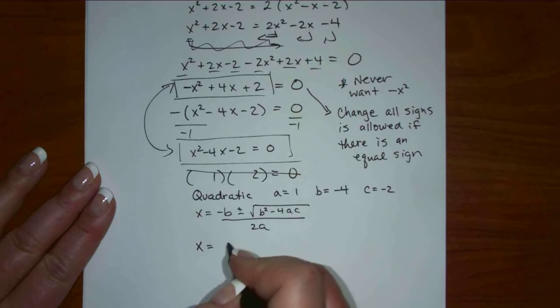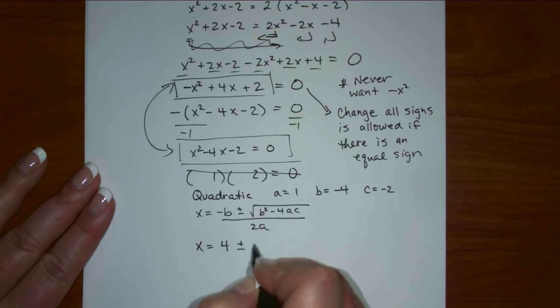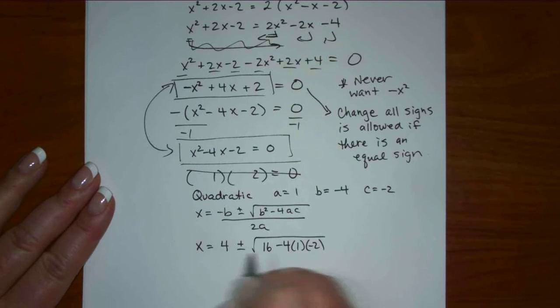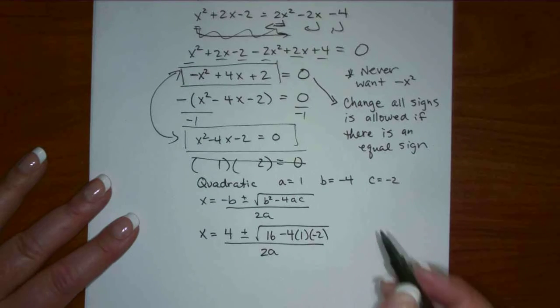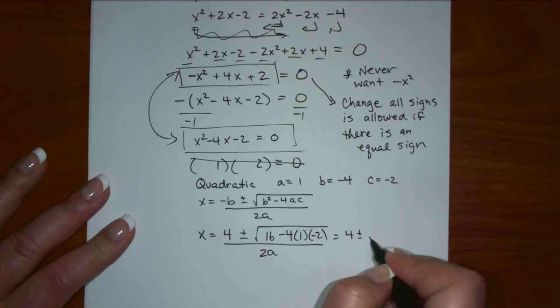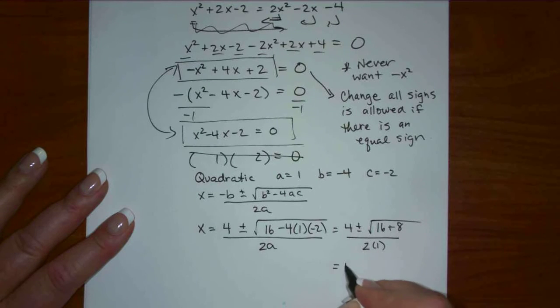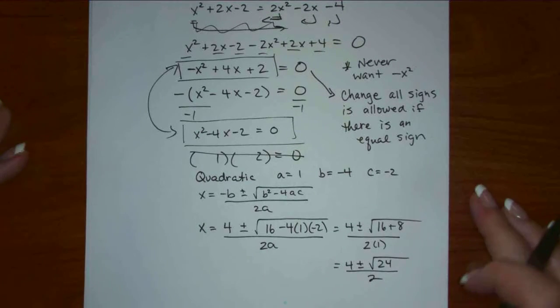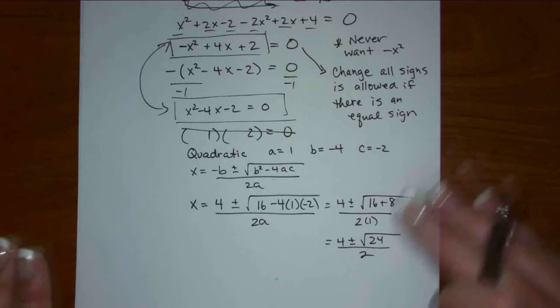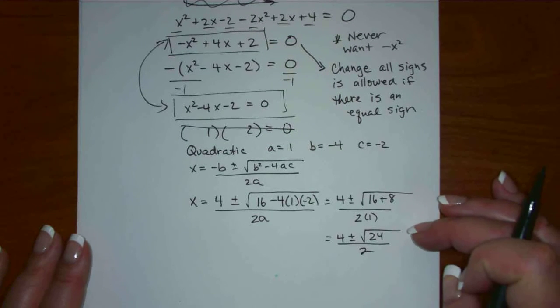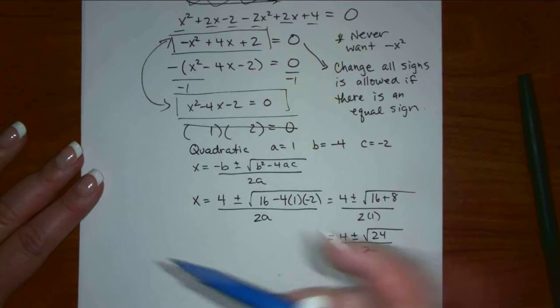Minus b squared is 16. So 16 plus 8, 24. Okay. And I'll simplify this one again. I'll show you how to simplify it. Although answers like this are okay, does the square root of 24 simplify any?